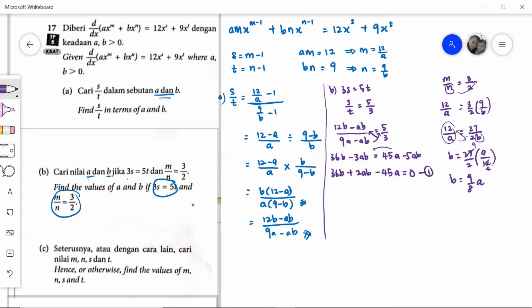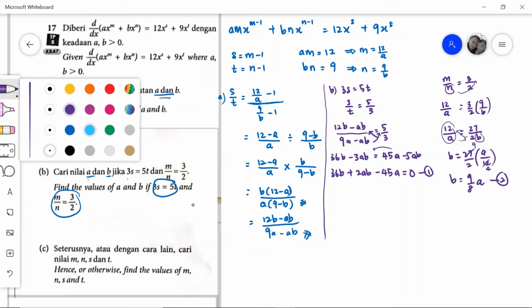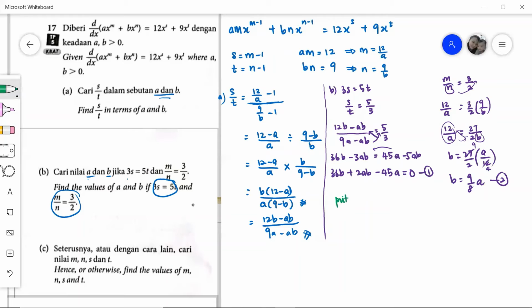So call this equation 1, call this equation 2. Now we need to substitute. Put equation 2 into equation 1. So every time I see b, I replace it with 9a over 8. So 9a over 8 plus 2a, b is 9a over 8, and then minus 45a equals to 0.